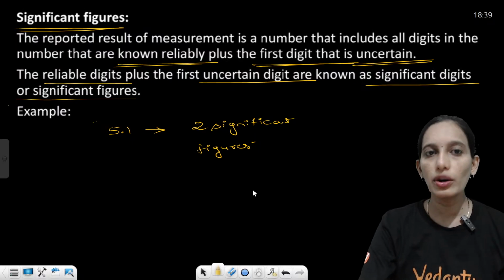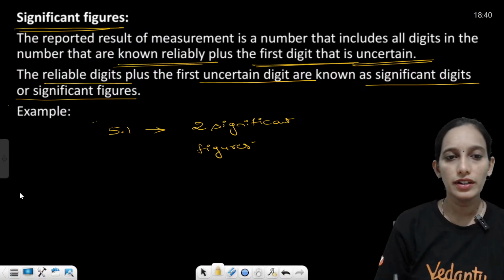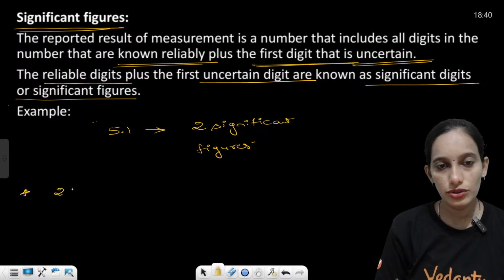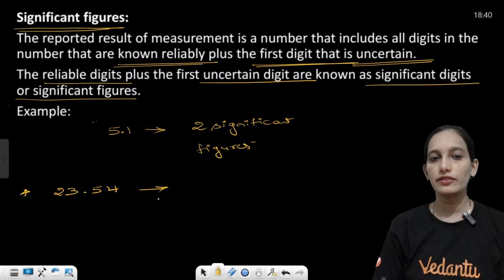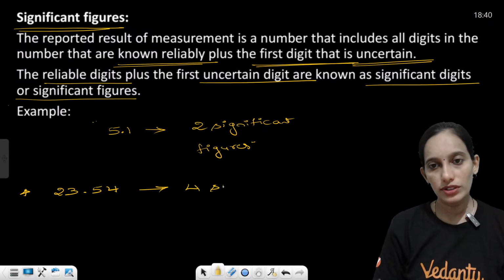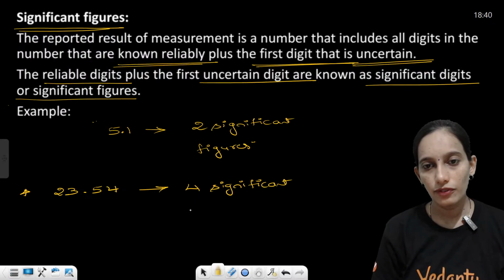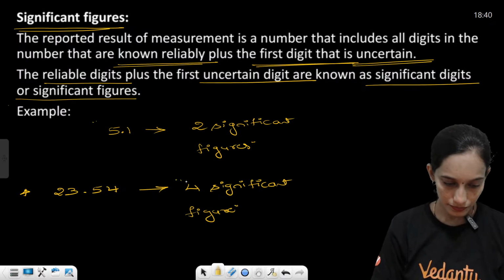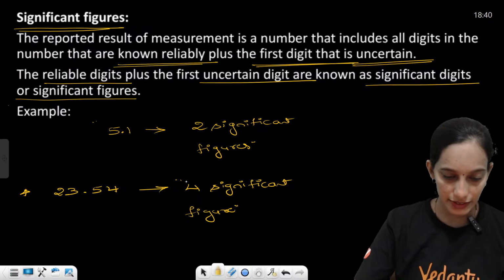We'll move ahead, as there are certain rules in significant figures. For example, I'll give you one number, 23.54. What is the number of significant figures here? 4 significant figures. Is that clear? Any doubts, please ask in the chat box.